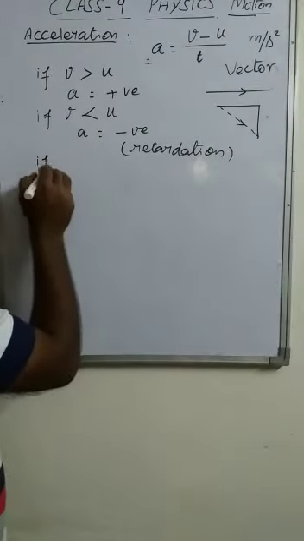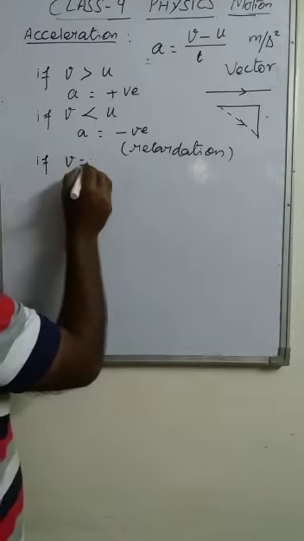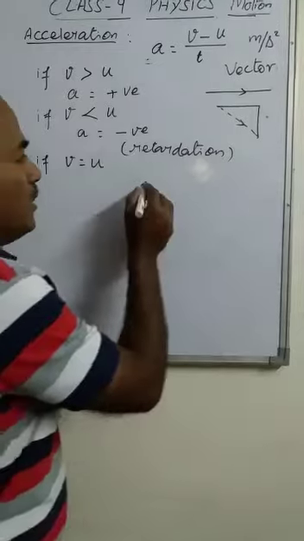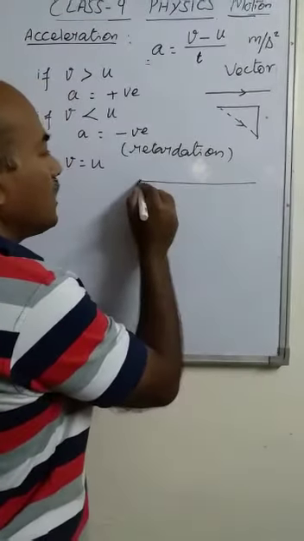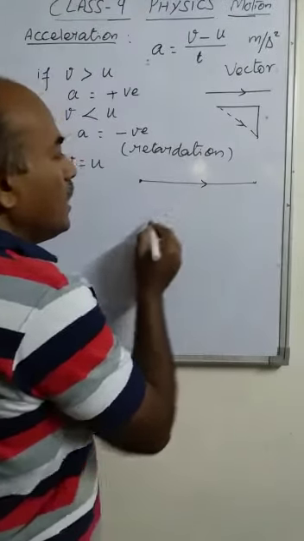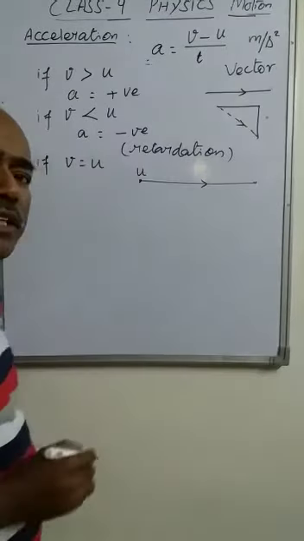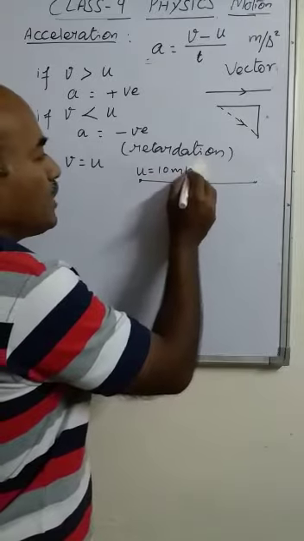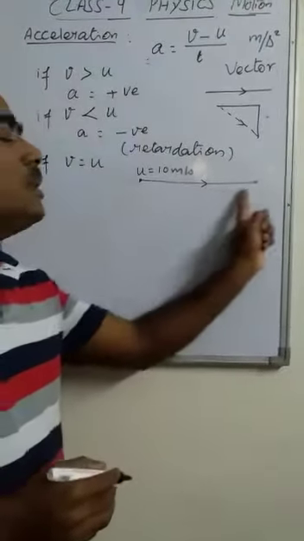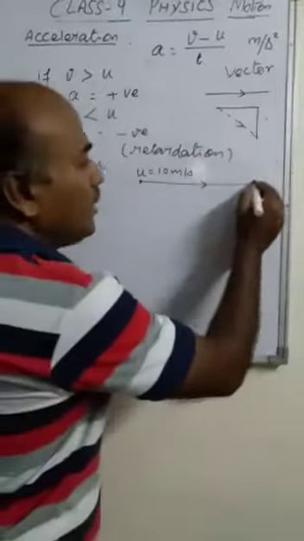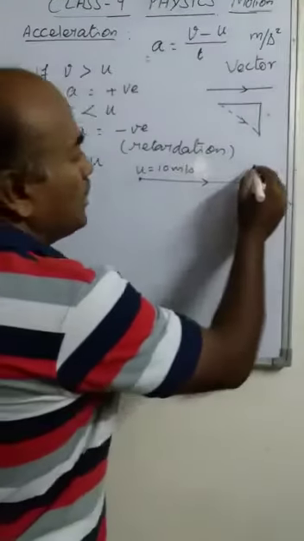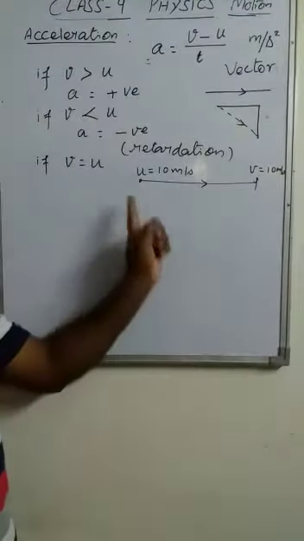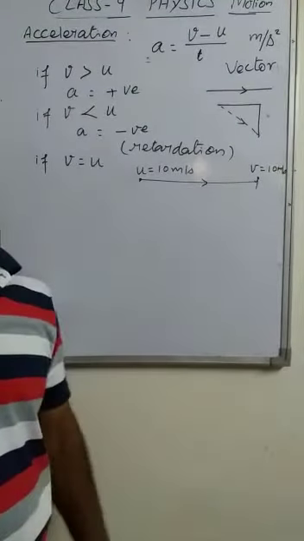Then the third case is if v equals u. That means if a car is traveling along a straight line, in the beginning, with some velocity, suppose it is 10 meter per second, and even after reaching this point its velocity is still 10 meter per second. Now you see the initial velocity and the final velocity are the same.